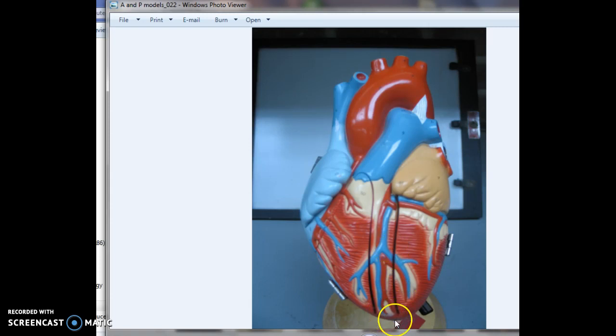This is the great cardiac vein. It is going to take blood all the way from the apex right here. By the way, this is the apex. Goes all the way back up through the atrioventricular sulcus, all the way back to the back of the heart.